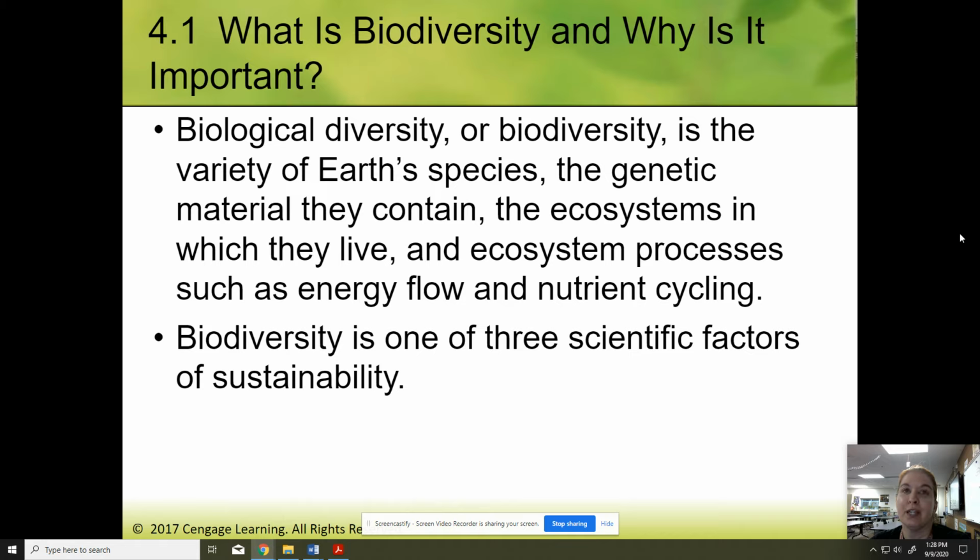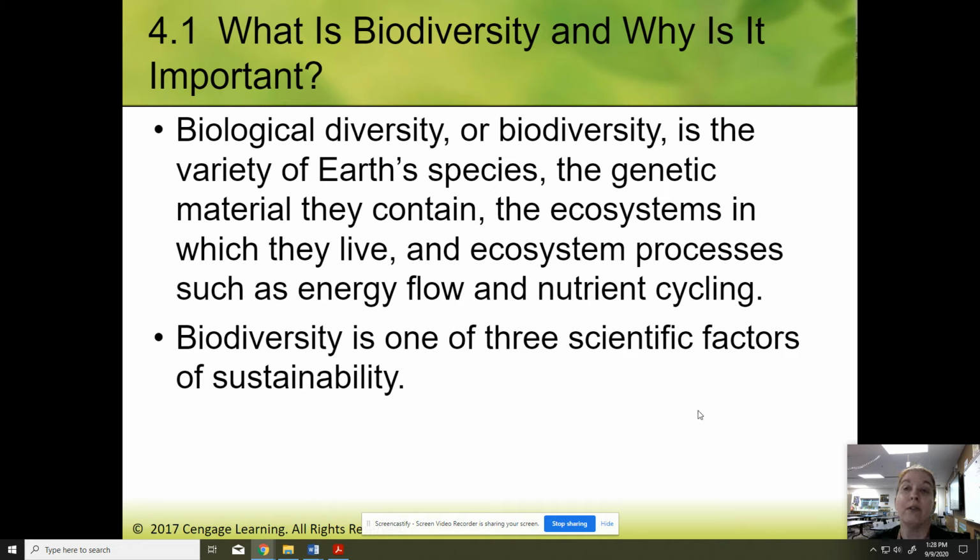What is biodiversity and why is it important? So, biological diversity, or biodiversity, is the variety of Earth's species, the genetic material they contain, the ecosystems in which they live, and the ecosystem processes such as energy flow and nutrient cycling. That's a lot of words. So, bio means life, and diversity means variety. So it's all of the variety of life on Earth, and it comes in different ways that we're going to talk about. It can be in your genes, it can be in the ecosystems, or the processes.